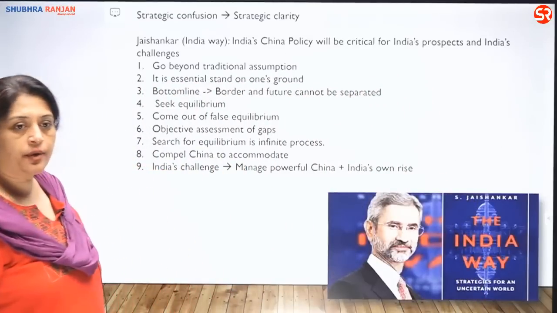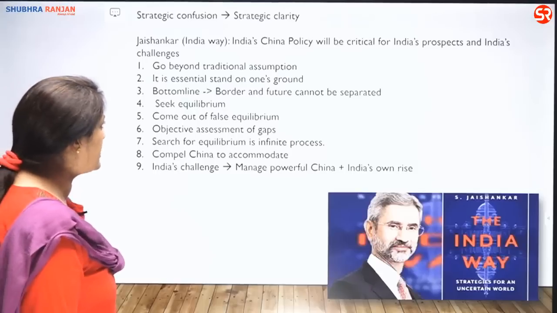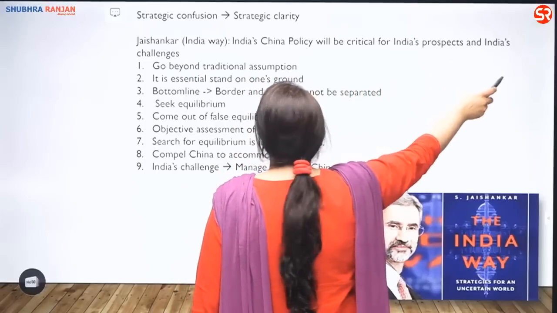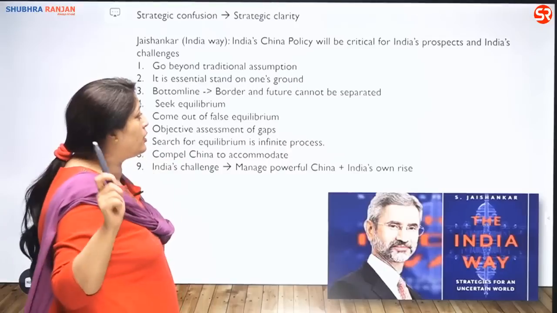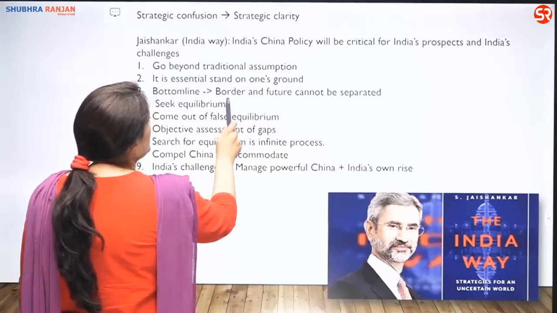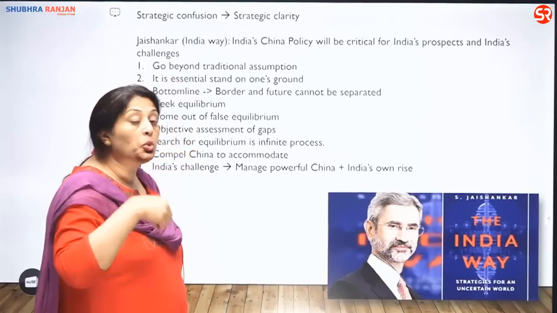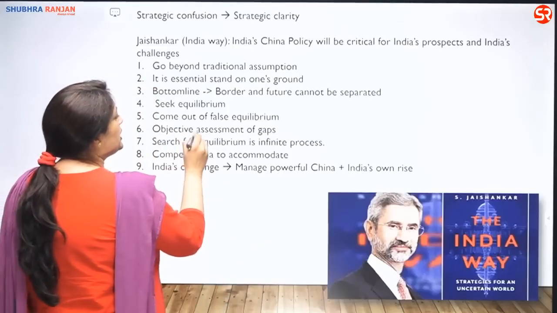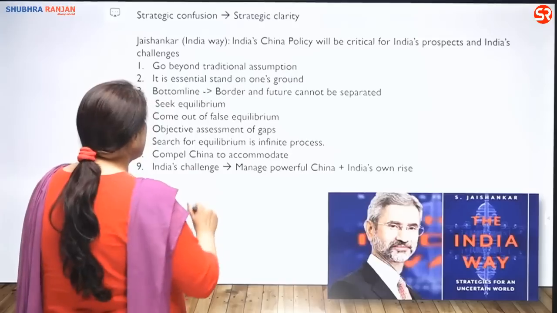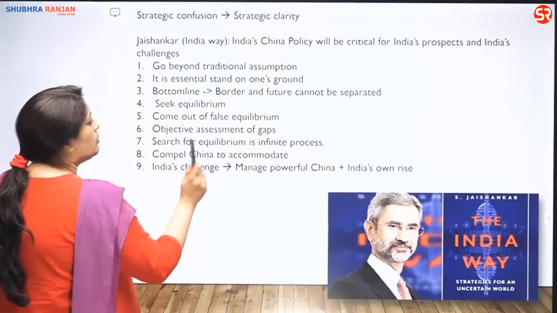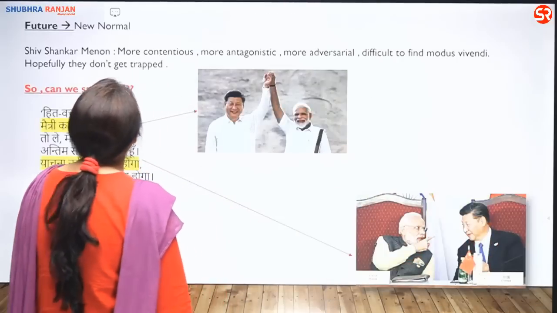So what India needs is to move from strategic confusion to strategic clarity. S. Jaishankar in his book The India Way writes that India's China policy will be critical for India's prospects and challenges. So India has to go beyond traditional assumptions. It is essential to stand on one's ground. The bottom line is India wants resolution of the border dispute. India will try to seek equilibrium with China, but India has to understand that equilibrium is going to be a process. India should go for objective assessment of gaps, go for internal and external balancing. The search for equilibrium is going to be an infinite process. Compel China to accommodate India's challenge, manage a powerful China plus India's own rise. So you can remember these things, and it will give you the advantage.